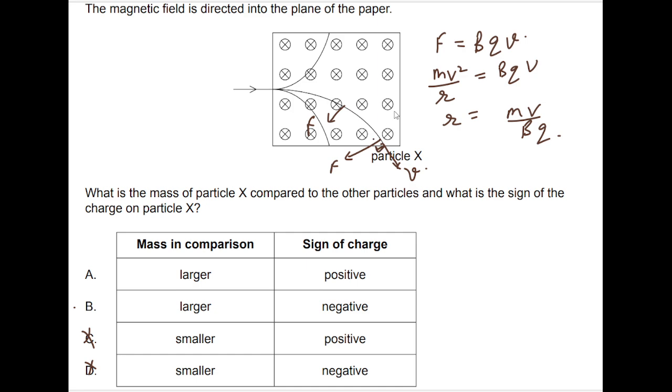So if I apply Fleming's left hand rule, I can find my middle finger, which will come out to be in this direction. So current is flowing in the upward direction. So this particle X is negative. So larger in mass, sign is negative. So the correct option is B.